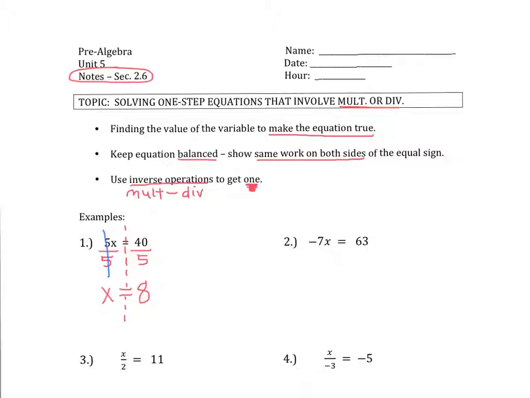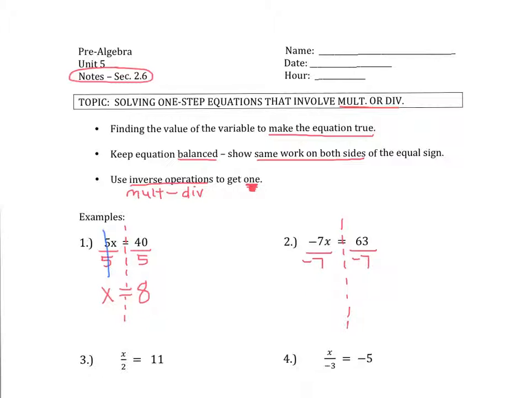Alright, let's look at number 2. Split the problem right through the equal sign. That's the balancing point. And here I have a negative 7 times x. Negative 7 times something is going to give me 63. Since the original problem has multiply, I'm going to do the opposite of that. I'm going to divide. And I'm going to show divide with a fraction bar. And I'm going to divide by negative 7. And I do it on both sides.